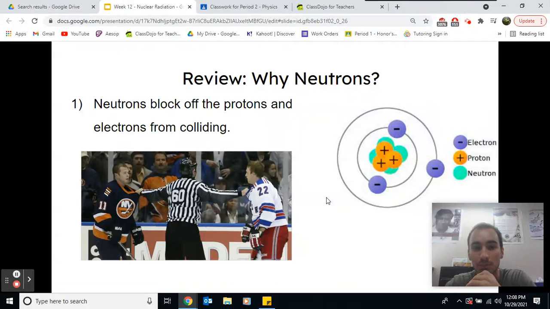so neutrons block off the protons and electrons and they stop them from colliding. That's why they're good. So remember, opposites attract. So these protons want to be near the electrons because they behave like magnets. So the neutrons are blocking them and keeping them apart so the atom's stable.